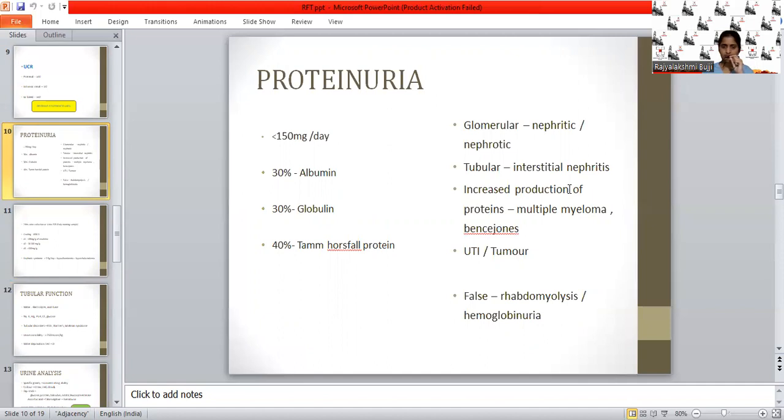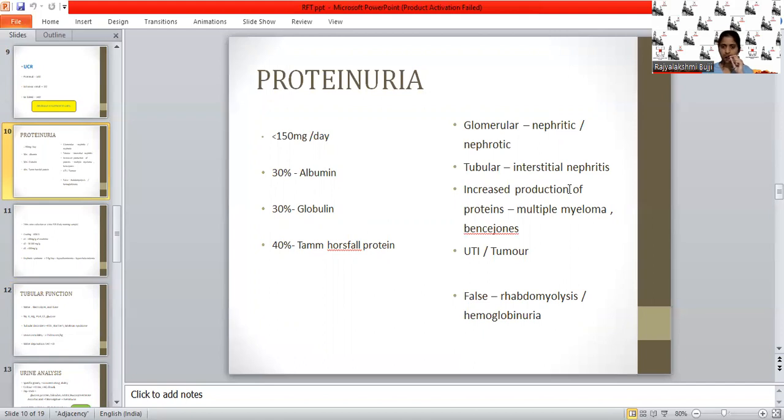Proteinuria we can see in nephritic or nephrotic syndromes associated with glomerular and tubular disorders like interstitial nephritis, and in increased production of proteins like multiple myeloma and Bence Jones proteinuria. UTI and urinary tract tumors can also cause increased protein levels in the urine.